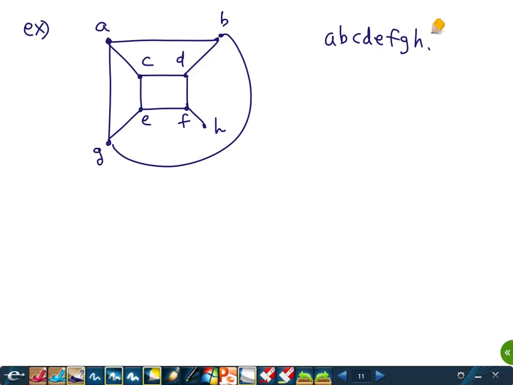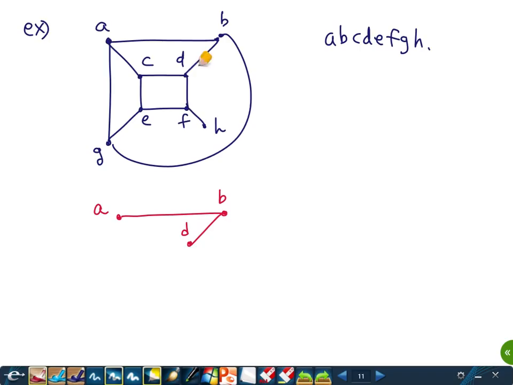So first, A, right? Now, find the neighbor of A which has not been visited. The candidates are B, C, and G. Which one do we visit first? The one that comes first in the ordering, so B. So first go to B, like that. And then see if you can go further from B. B has neighbors D and G. They are not visited yet. Which one comes first? D. So visit D, like that.